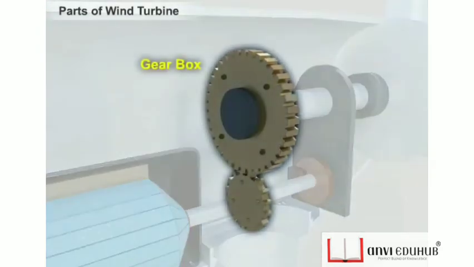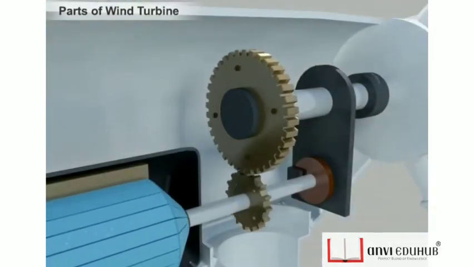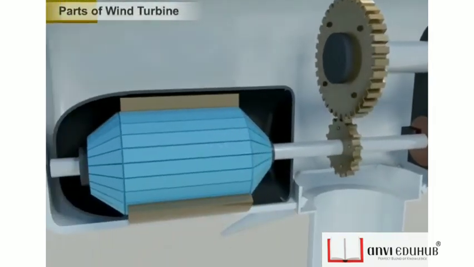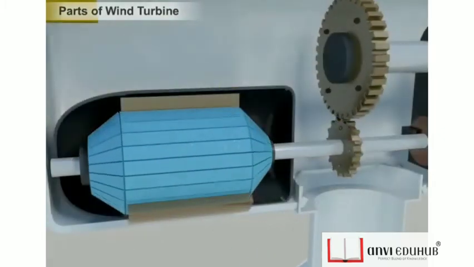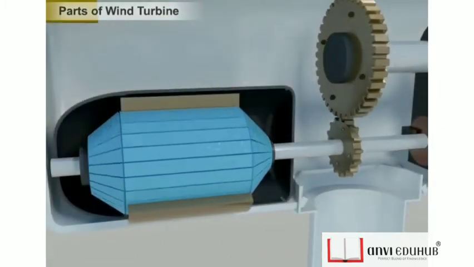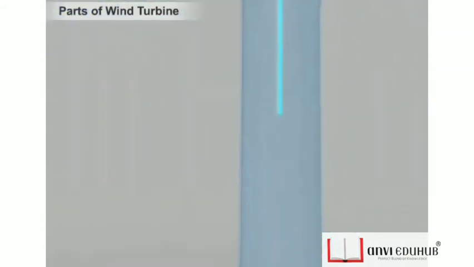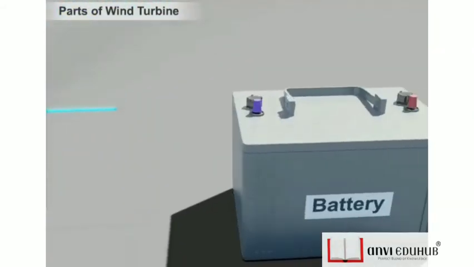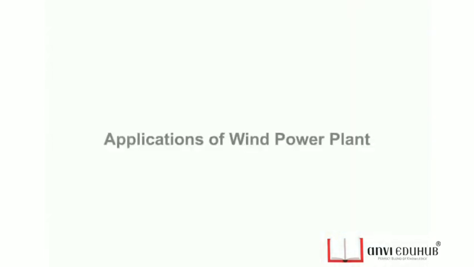Next is the gearbox. This can be used to increase the output speed. Next is generator. The high-speed rotating shaft is connected to the generator. Because of this, generator rotates and electricity is produced. This electricity can be stored in batteries and can be used whenever necessary.